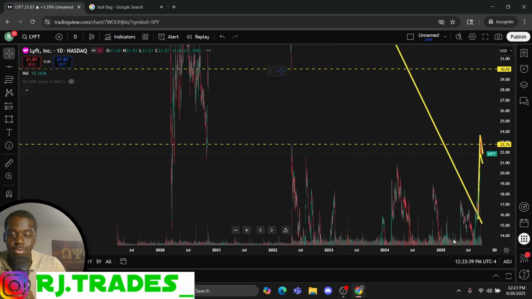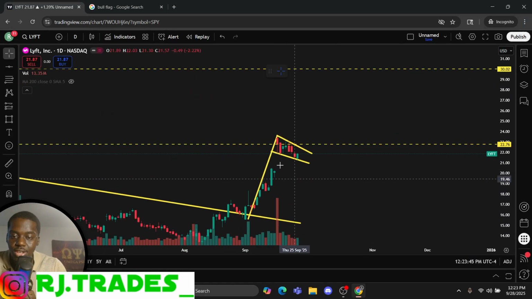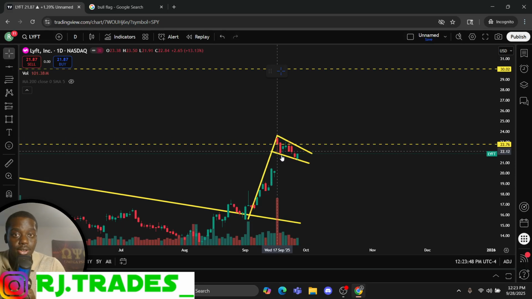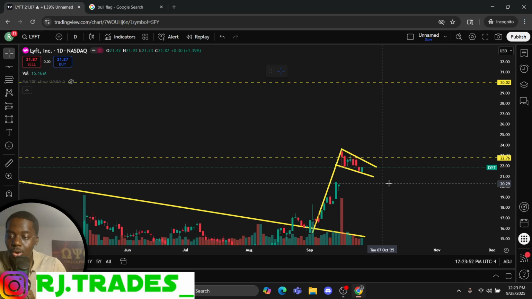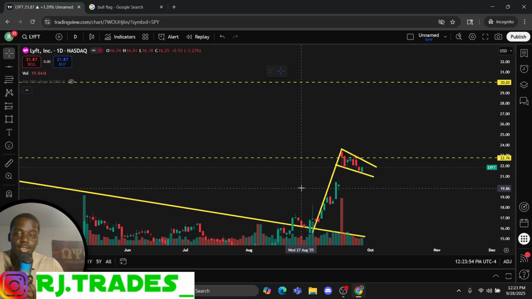Look at here. This was the previous point right here before the gap. And look where we rejected from and started coming down right here at this spot. So this tells us that if this thing can hold 22.76, if it can hold that resistance, we should be on our way to 30.